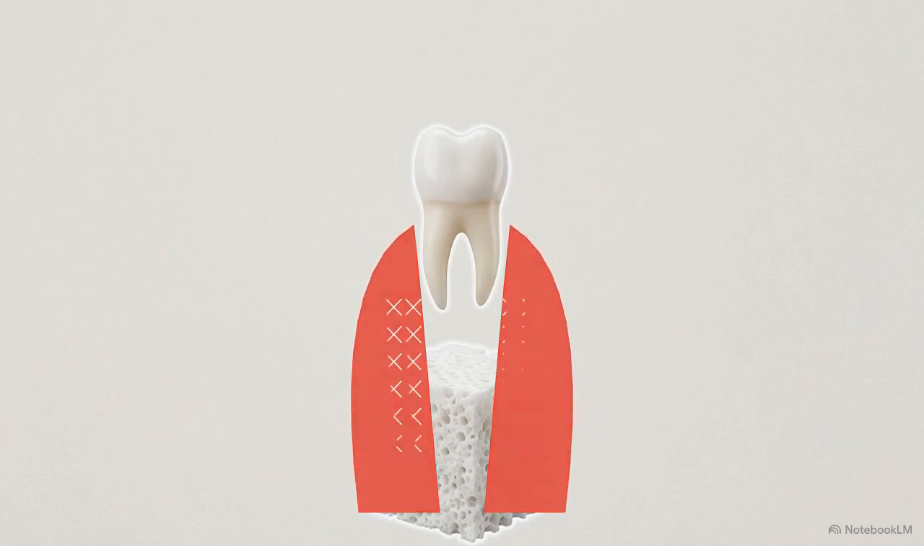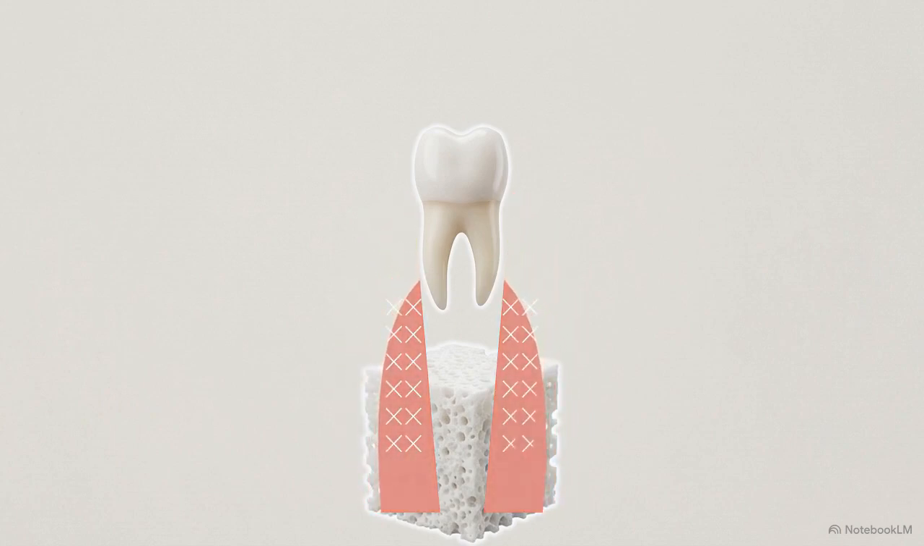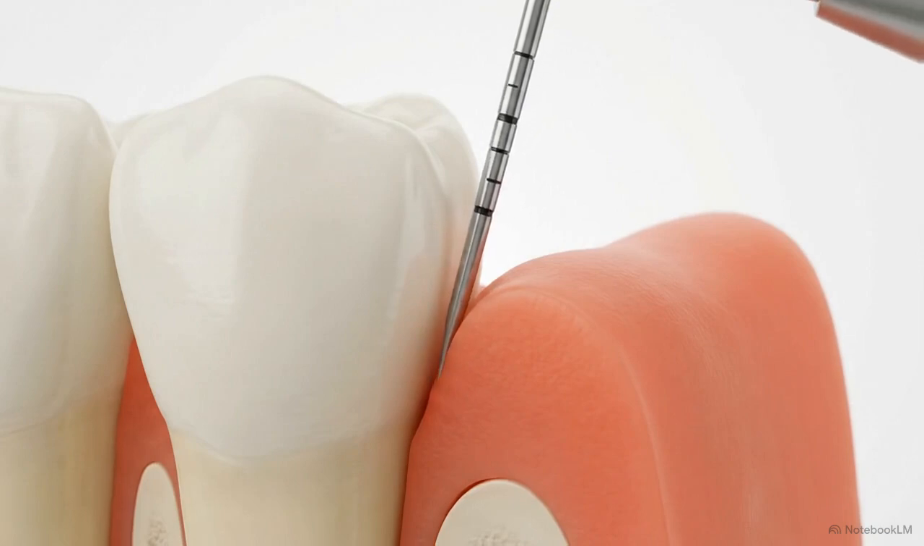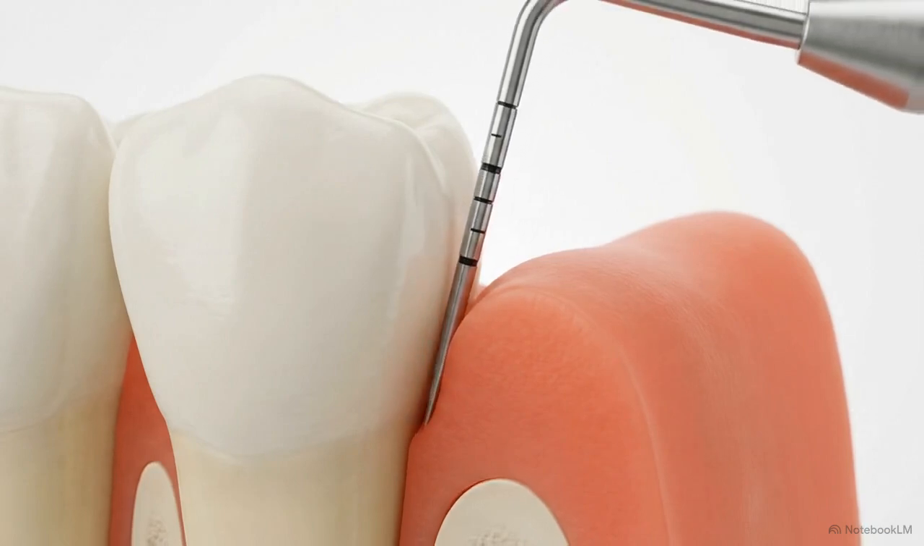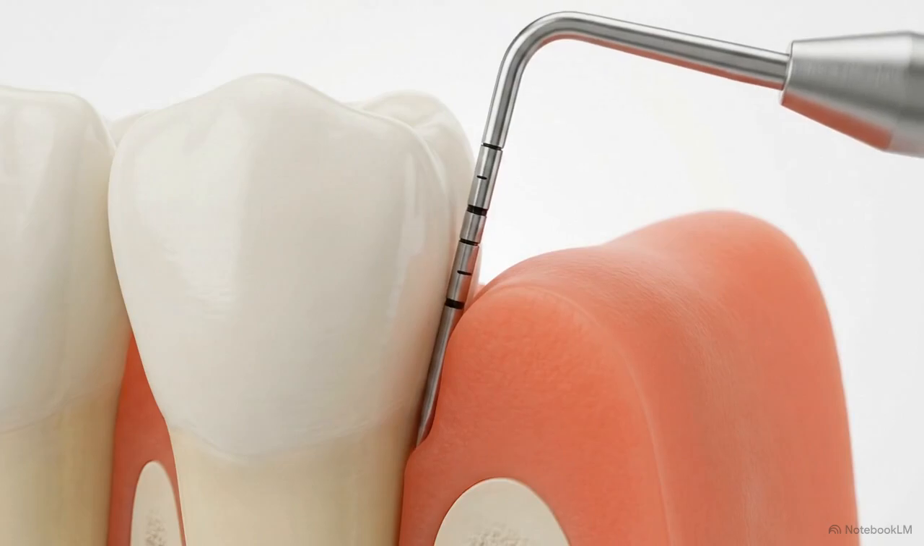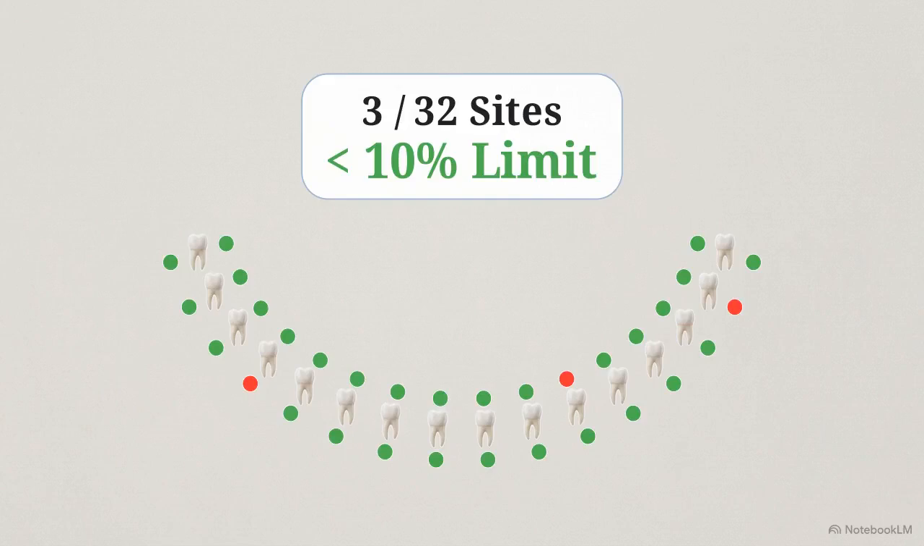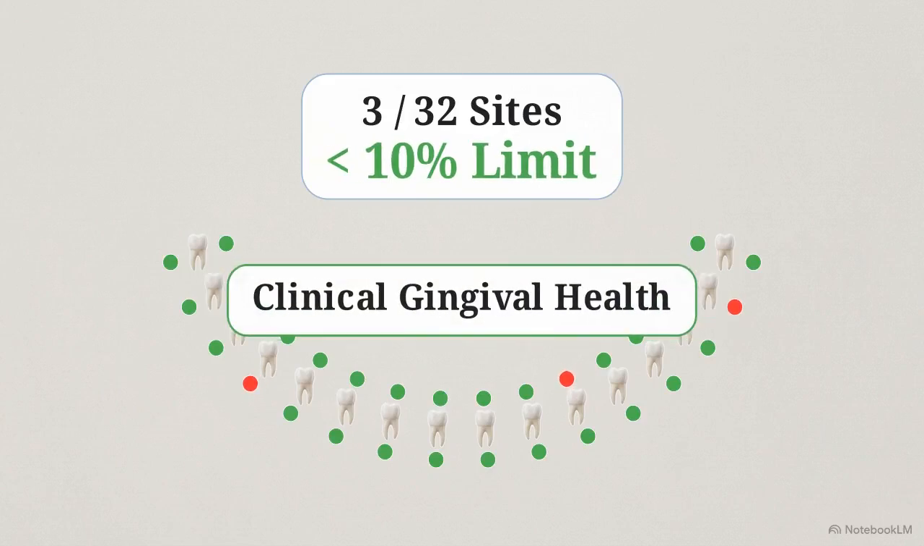Fibroblasts reestablish the collagen network, and the gingival margin returns to its normal position at the cemento-enamel junction. The tissue returns to a firm, pink, scalloped contour, and the pseudopocket depth naturally drops to 3 mm or less. If the reevaluation shows bleeding on probing at less than 10% of sites, the patient has achieved clinical gingival health.